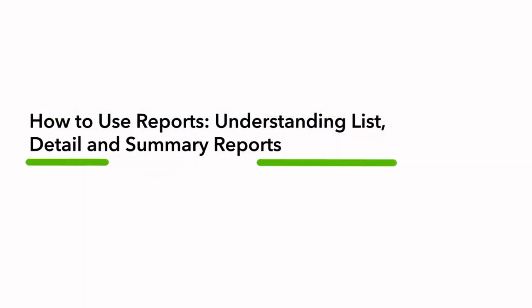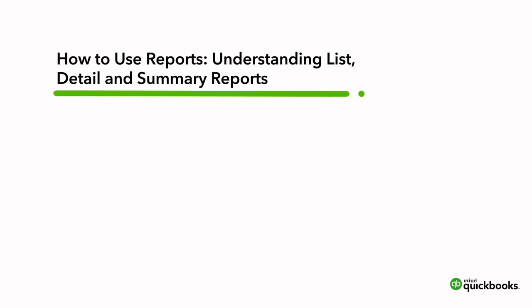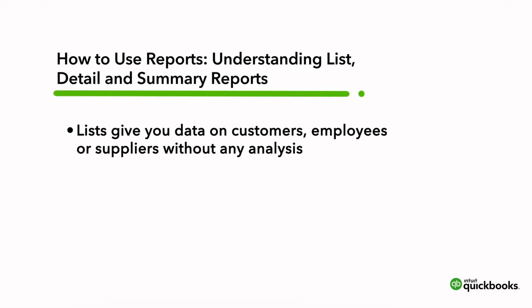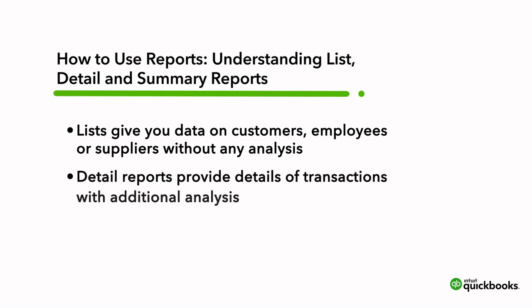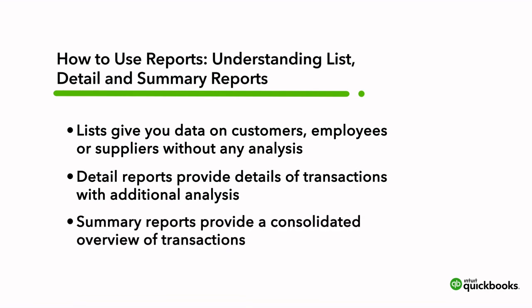There are 3 types of reports in QuickBooks, and every report is one of these 3 types. Lists give you data on customers, employees, or suppliers without any analysis. Detail reports provide details of transactions with additional analysis. Summary reports provide a consolidated overview of transactions.